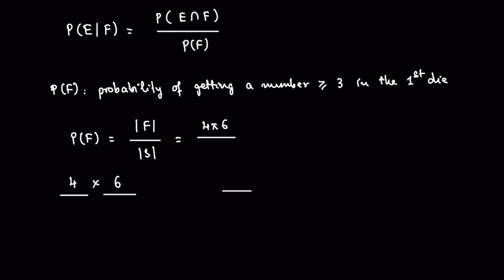Now again, you have two dice. And for the number of total possible outcomes, for the first die, there are 6 choices. And for the second die, you also have 6 choices. So altogether, you have 6 times 6 choices. And you can cancel out the 6, and you're left with 4 over 6, or 2 over 3 for the answer, or for the probability of F.